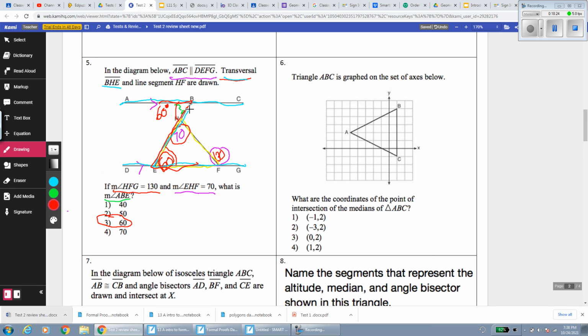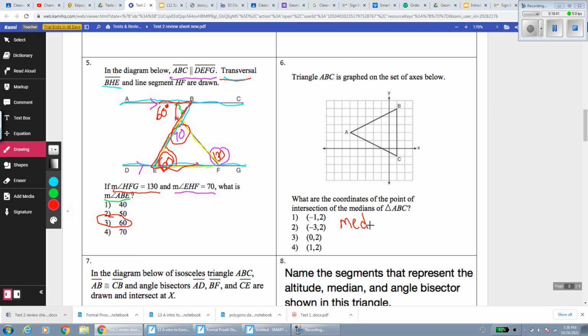In number 6, we have triangle ABC graphed on the coordinate grid here. And we need to find the coordinates of the point of intersection of the medians. Okay. So in order to find the medians, remember that a median, let me write this down.